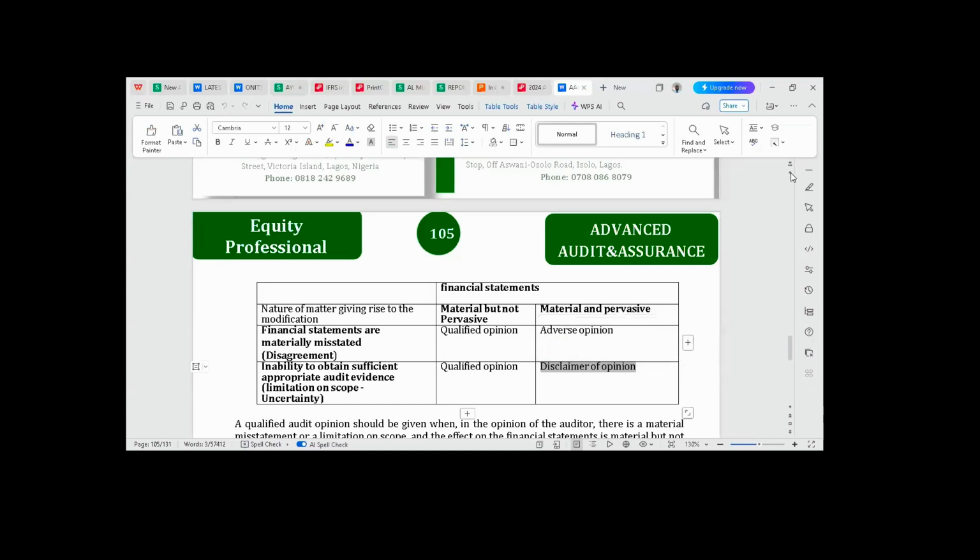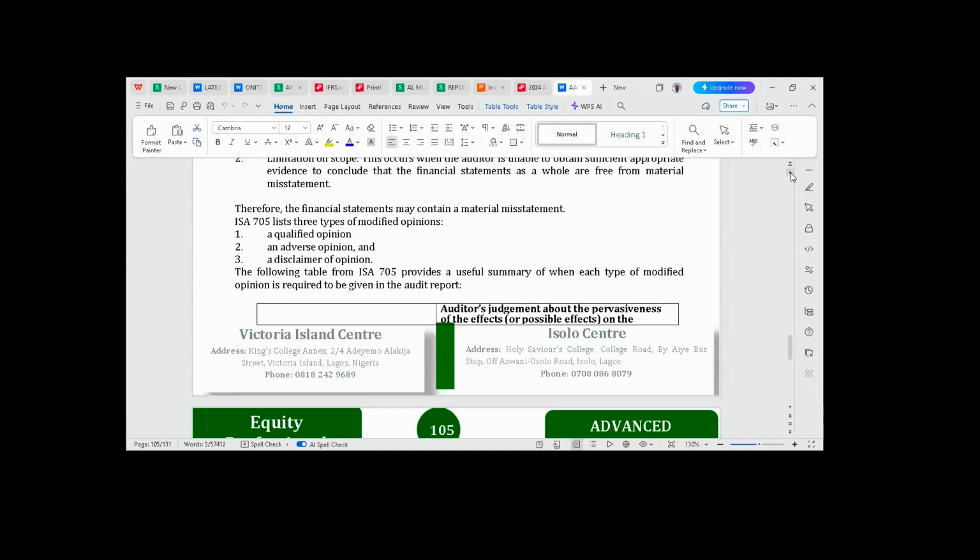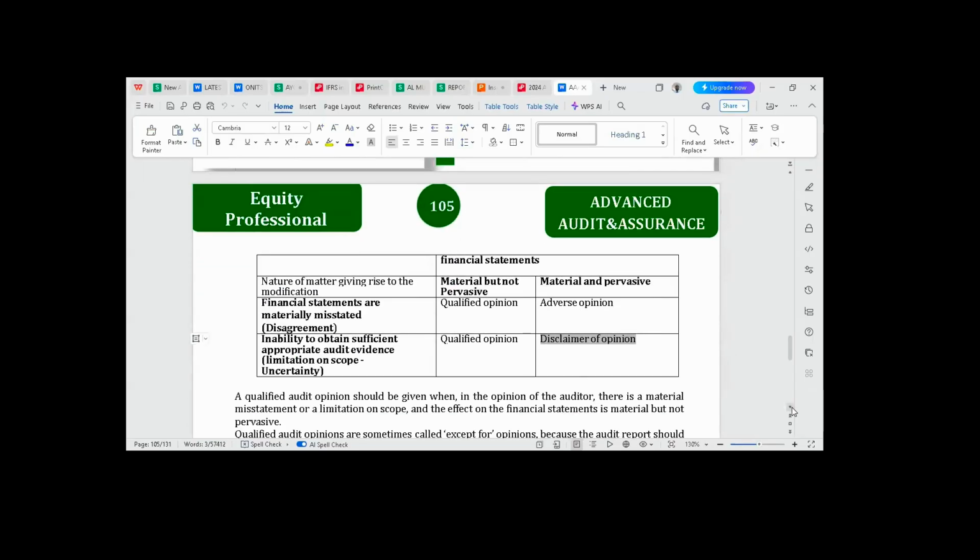Any question? Yes, sir. I have a question. Please ask your question. Sir, concerning the material, I understand the pervasive part, but the material aspect, are we referring to the reports that the auditor is giving, or to the aspect he picked that is having issues? I just want clarification on the material.